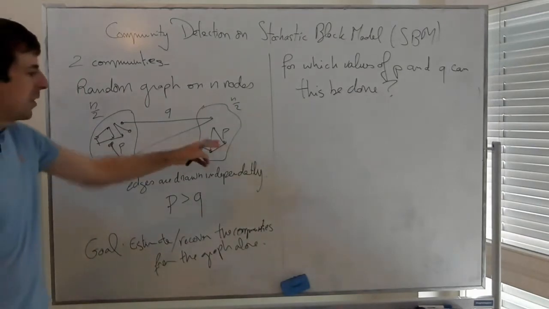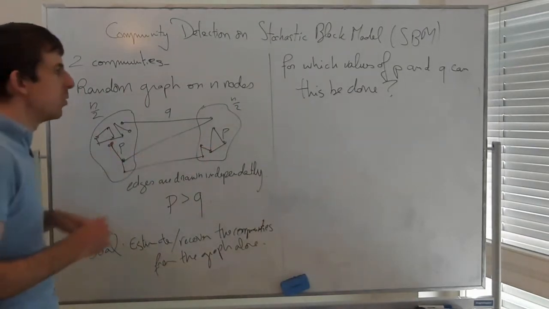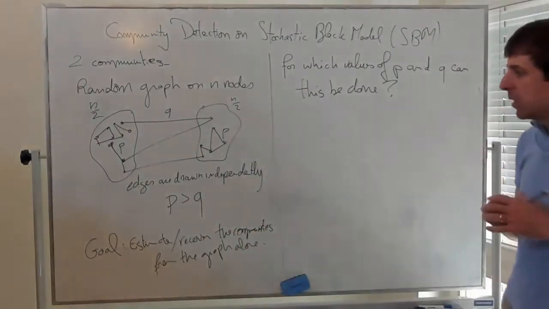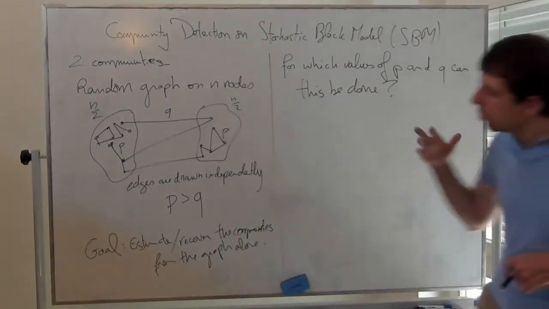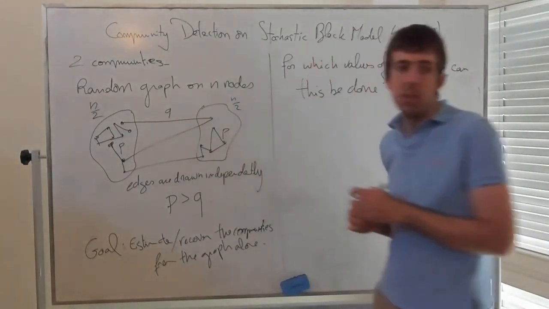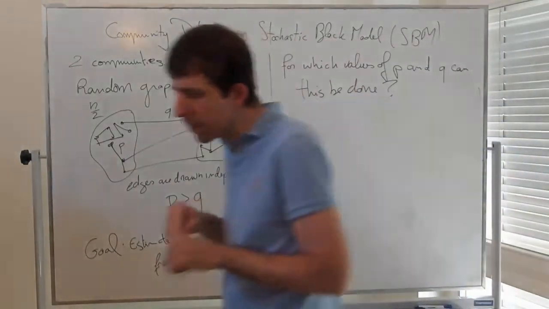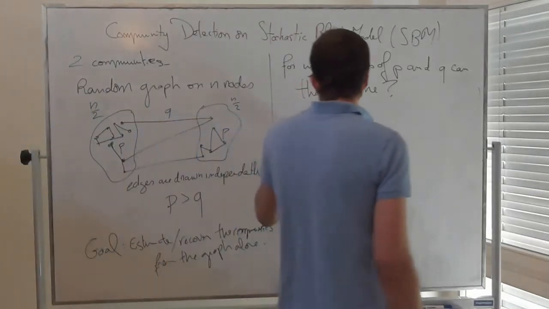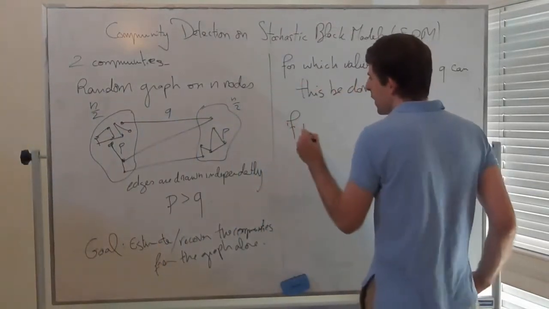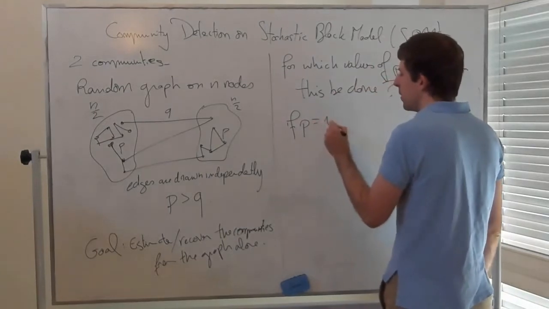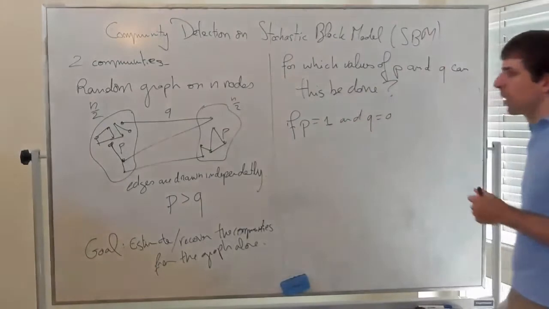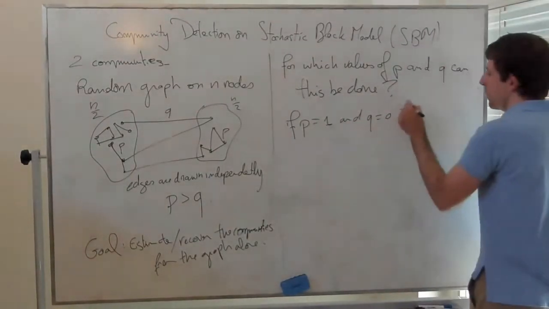If this p was different than this one, then just the degree of the nodes would look funny, and so it would actually be easy to recover, right? So the most interesting case really is when these two p's are the same. Okay, so now let's try to understand when is it that this can be done. Right, so if, say, p is 1, right, and say q is 0, then I claim the problem is very easy.